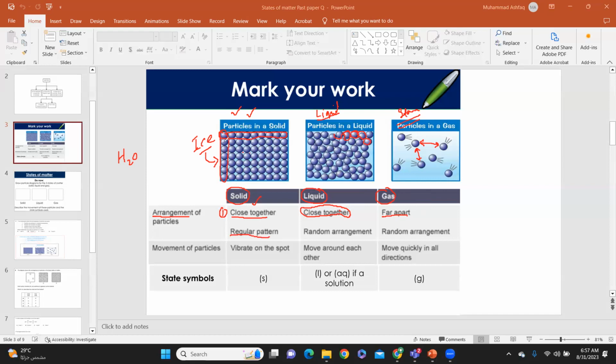Look, I draw the line. This is a regular pattern between them. After one another, it doesn't mean they are making a line up and down. They are making a three-dimensional pattern: up, down, right, left, everywhere, like a crystal shape. Understand? Yes, you can see it like this one.